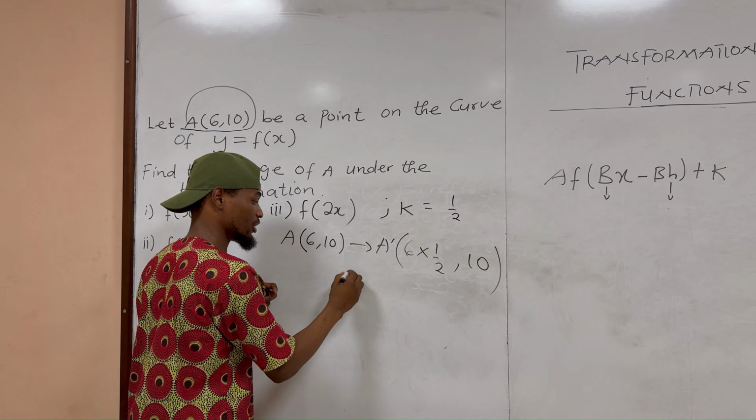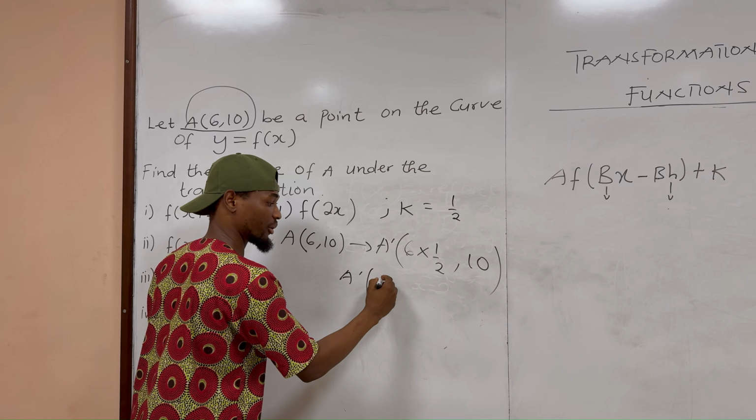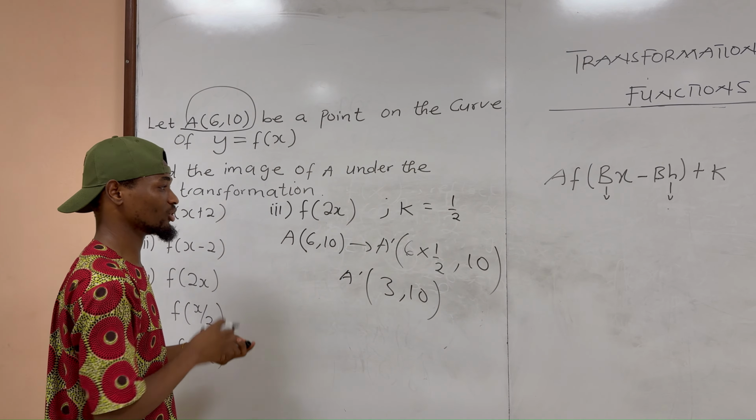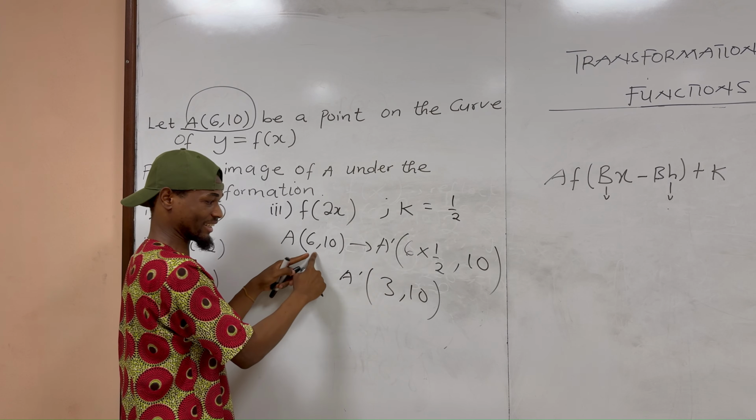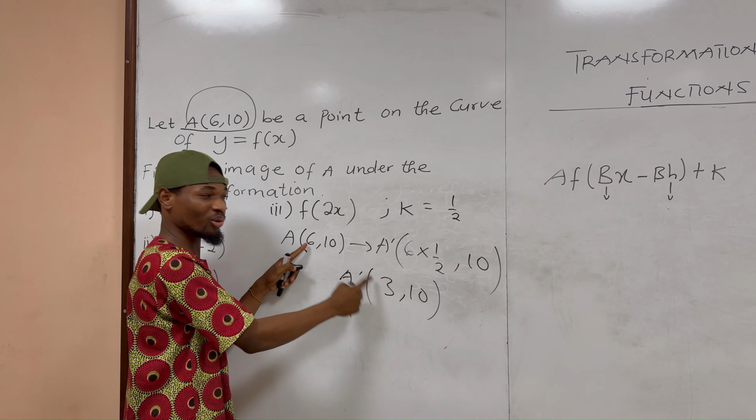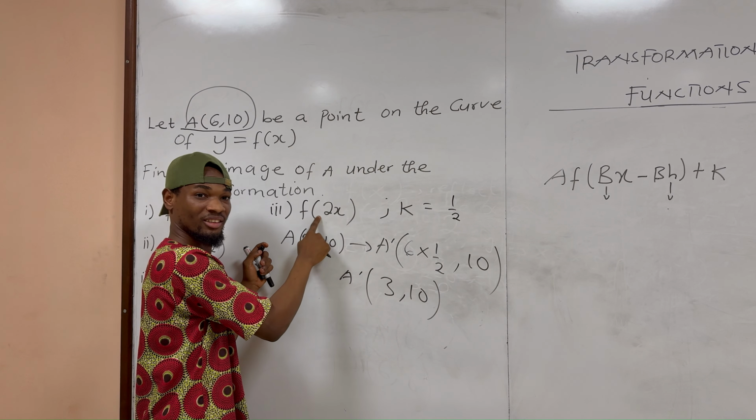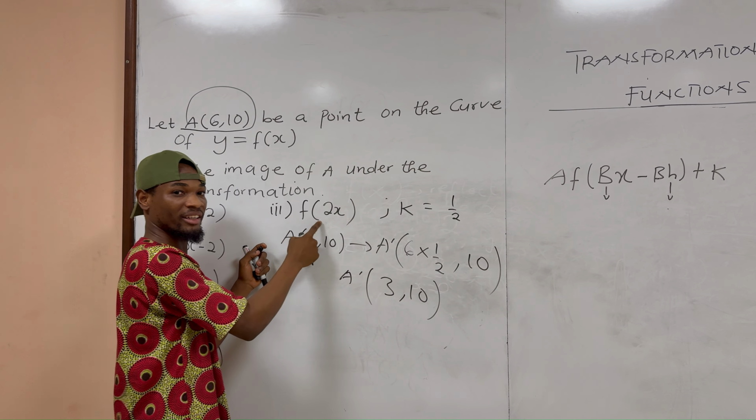So I have A prime to be (3, what, 10), as simple as that. You realize that when we had a whole number, first it was 6, and then it reduced to 3. So from here, you don't need to memorize. Whenever I have a whole number in x, the transformation is going to be horizontal. It wasn't stretched, it's rather compressed. So this one is horizontal compression, and you can see the outcome, the results. You get it that way, all right.